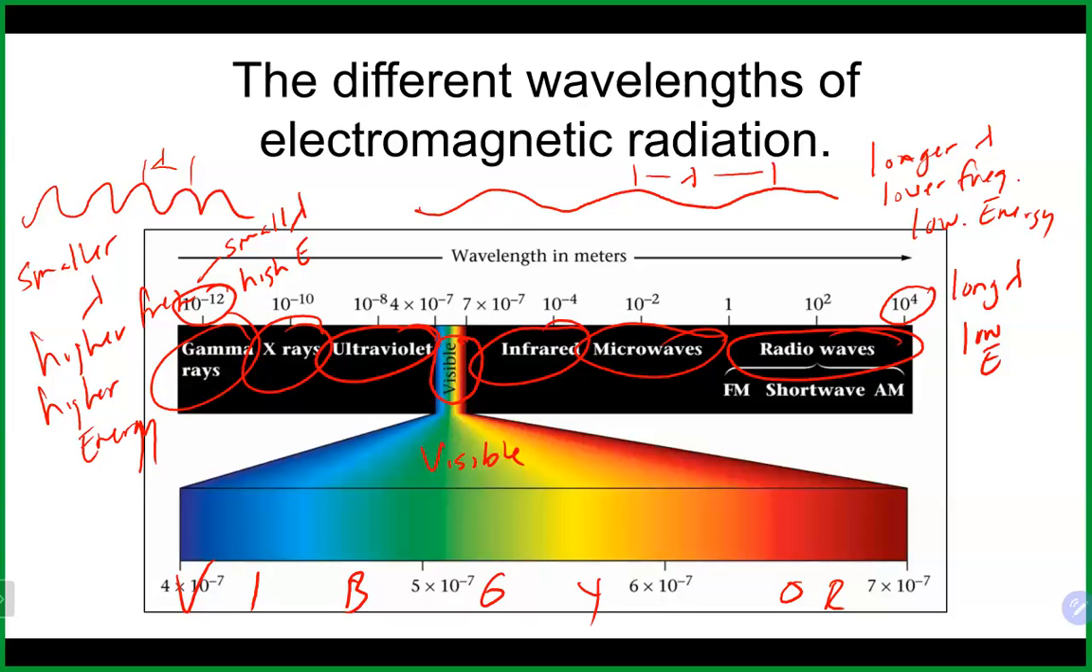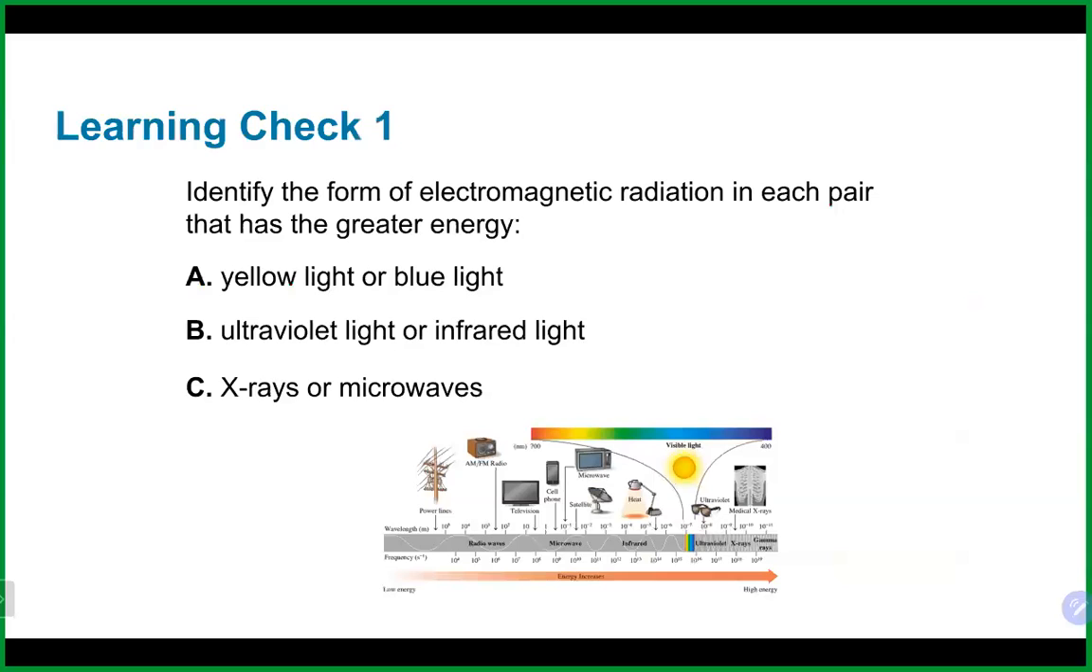Other questions? Yeah. So identify which form of electromagnetic radiation has the greater energy. We just looked at it there. Yellow is closer to red, which means it has a longer wavelength than blue, which means blue has a shorter wavelength and should have a higher energy.